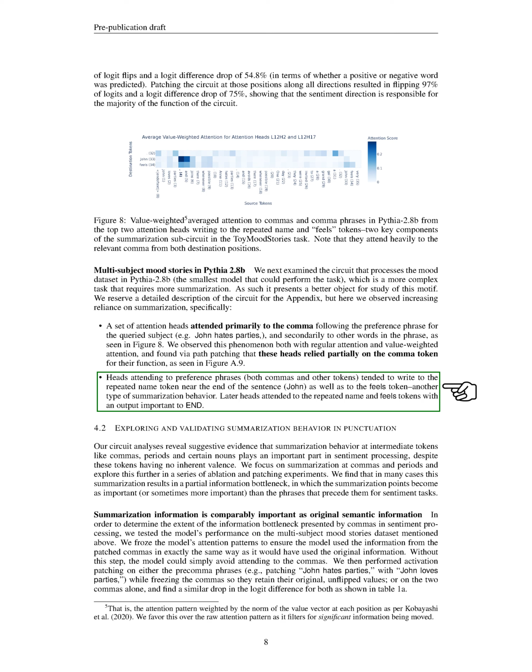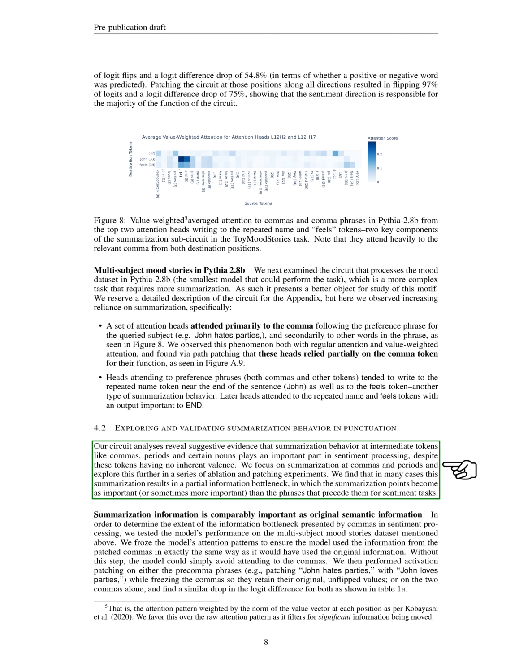Heads attending to preference phrases tended to write to the repeated name token near the end of the sentence as well as to the feels token, another type of summarization behavior. Later heads attended to the repeated name and feels tokens with an output important to the final output token. Our circuit analyses suggest that summarization behavior at intermediate tokens like commas, periods, and certain nouns plays a crucial role in sentiment processing, even though these tokens have no inherent sentiment.